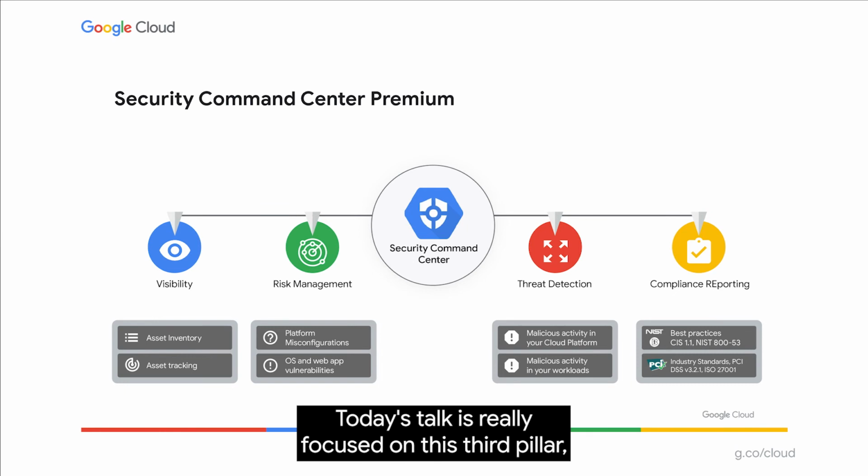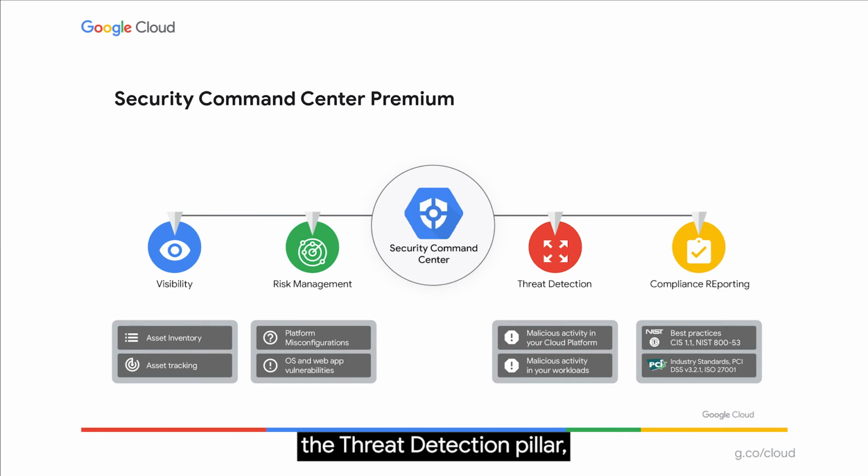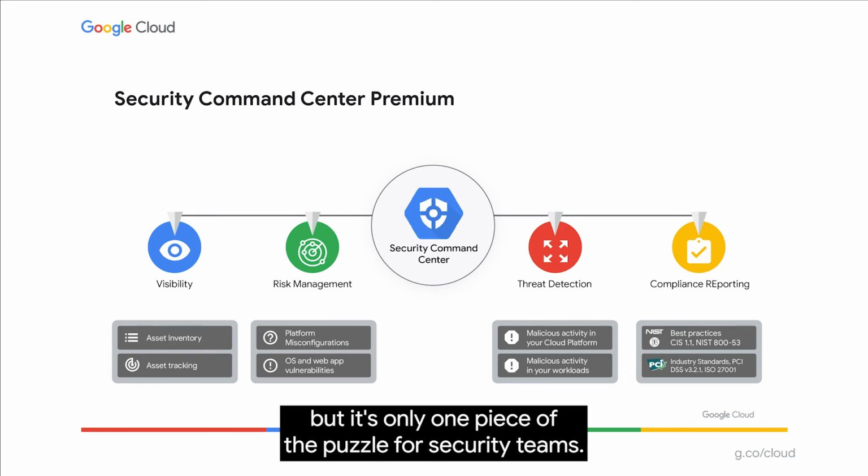Security Command Center in whole has 4 pillars of value. Today's talk is really focused on this third pillar, the threat detection pillar, and that's what I'm most passionate about, but it's only one piece of the puzzle for security teams. And so quickly with our time remaining, I want to talk to you about the other 3 pillars of value and how they all come together in Command Center.